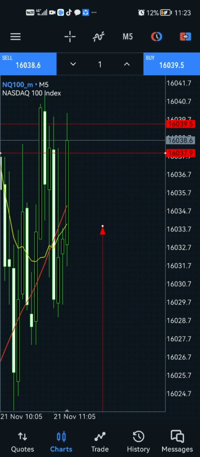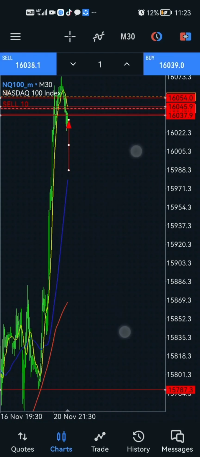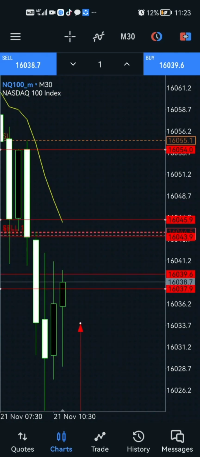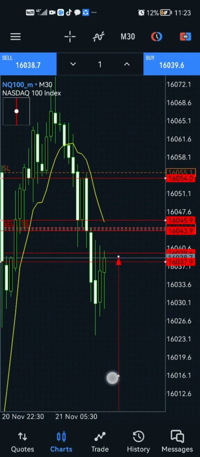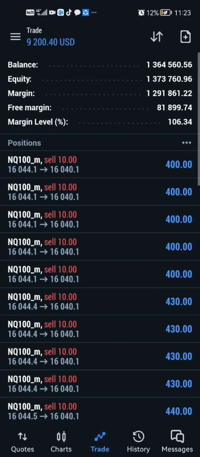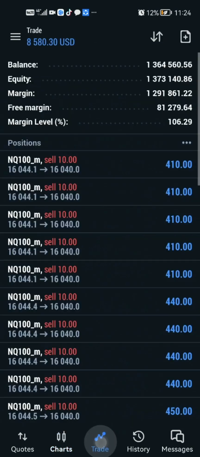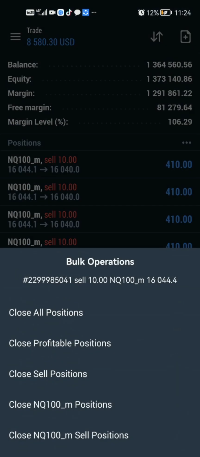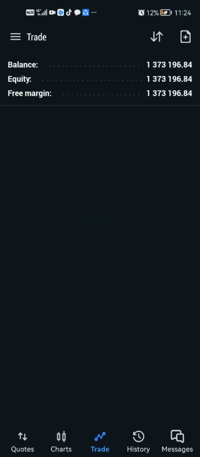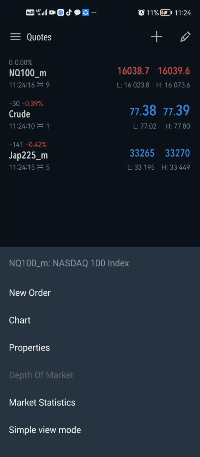What time frame did I start this at? 30 minutes. On the 30-minute time frame, this candlestick here engulfed that one. So price is currently on a buy run. There's another one. So for now, what I can do is close all positions, and then let's adjust our trades accordingly. Nice. Alright.